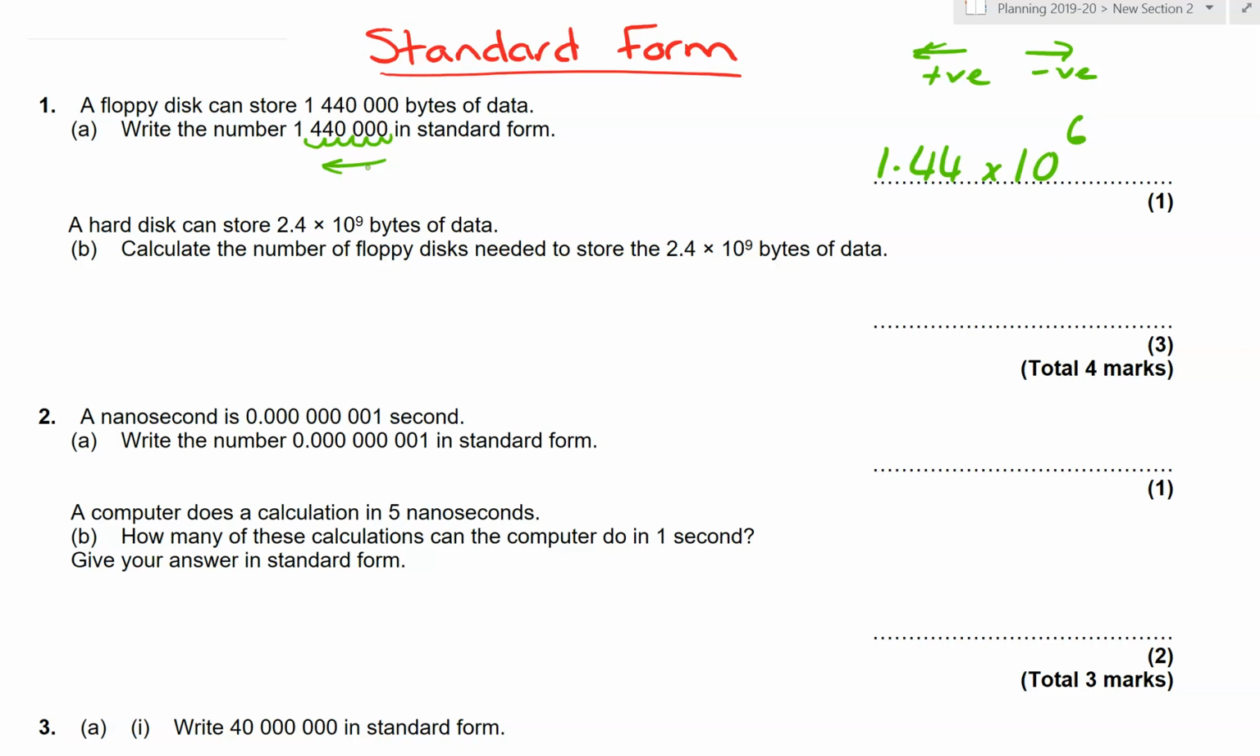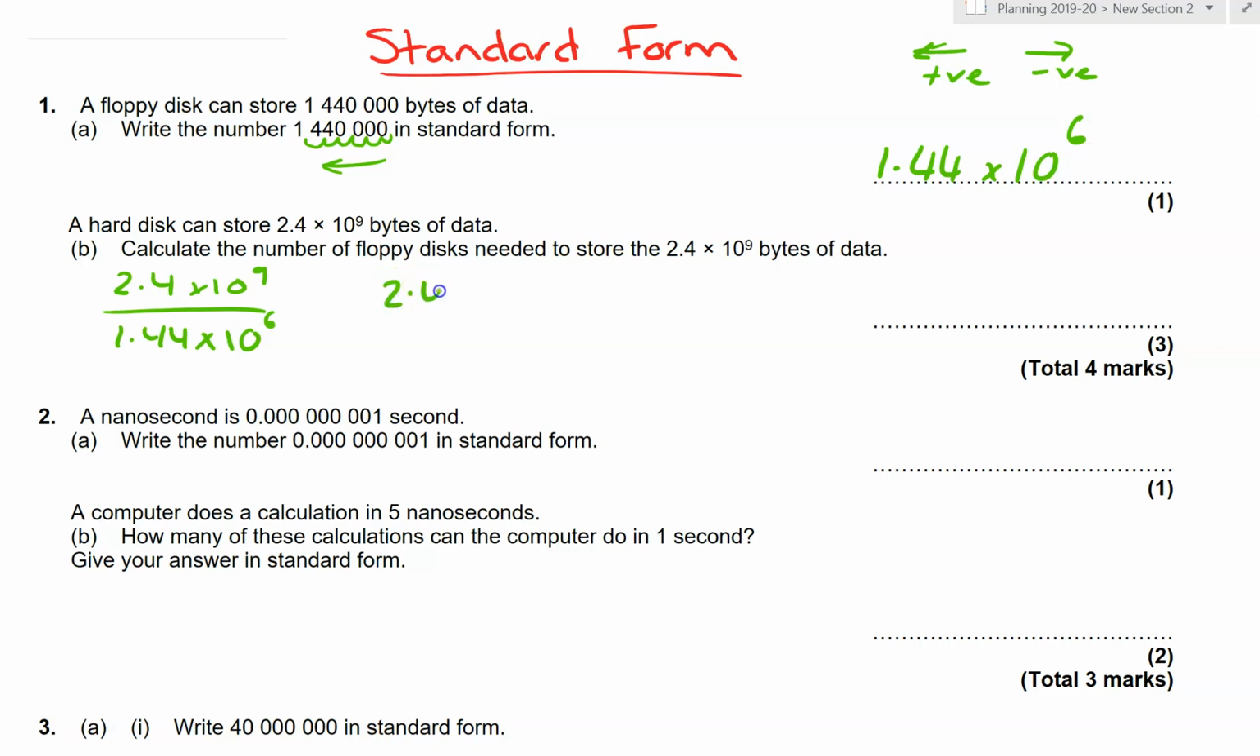Right, a hard disk can store 2.4 times 10 to the 9. How many floppy disks can you store? Or I needed to store the same amount of data, so we need to do 2.4 times 10 to the 9 over 1.44 times 10 to the 6. My advice is to split it into do the decimal part and then do the powers of 10 and put it together at the end.